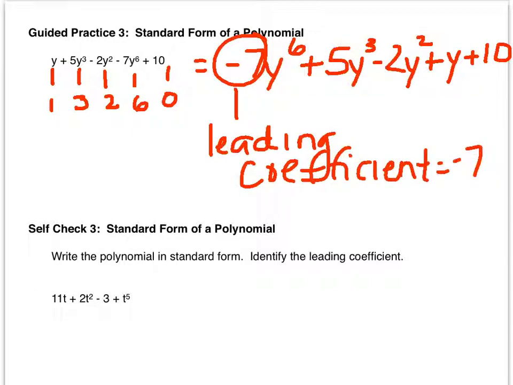Go ahead and try one on your own in self-check 3. Write the polynomial in standard form and then identify the leading coefficient.